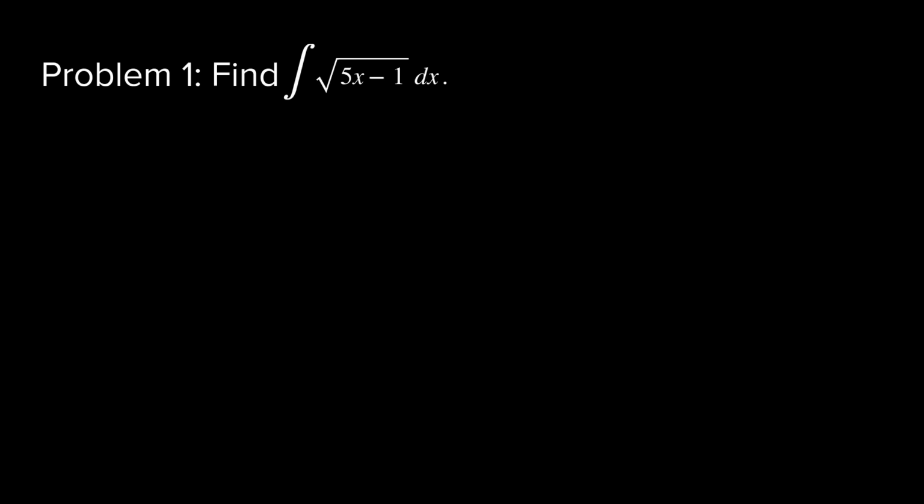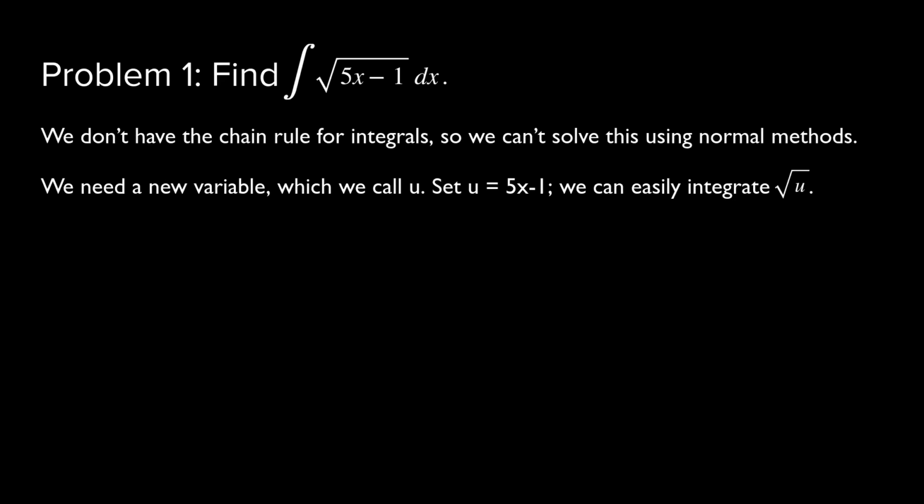So what we can do is we can define a new variable, and we call it u, for some reason. And we say that u is equal to 5x minus 1, which makes this a lot easier, because it's easy to calculate the integral of square root of u. So then we have the integral of square root u dx. The problem is we're not integrating with respect to x anymore, we're integrating with respect to u. So we have to change dx to du. To do this, we have to divide by dx to get rid of it, and then multiply by du, which, if you think about it, is the same as multiplying by du/dx.